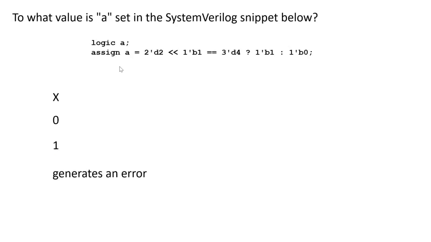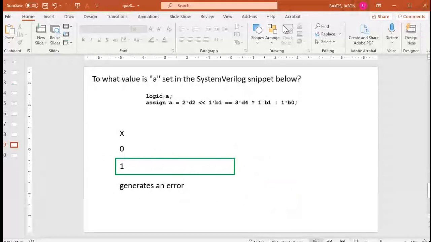To what value is A set in the SystemVerilog snippet below? This one is kind of just a confusing assign statement. Okay, you have to be careful here because there's a ternary operation. Now ternary has the lowest precedence of any operator. But the problem is now we're combining a shift in here with an equals, right? So which one gets done first? Do we do the equals and then the shift, or the shift and then the equals? I don't remember. Is it the shift? Okay, yeah.